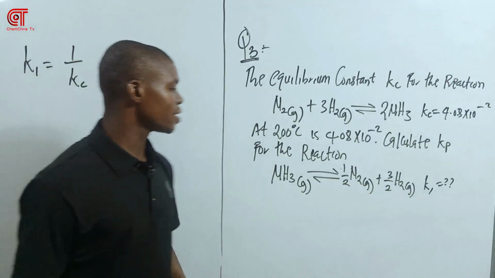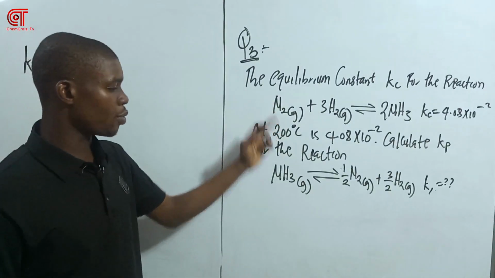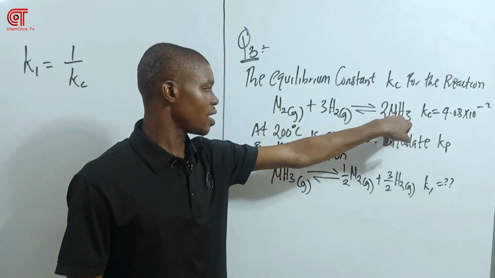But it's only reversed; the moles are not the same. How many moles do you have here? Here we have half, here we have one. How many moles do you have here? Here we have half. And how many moles do you have here? Here we have two.